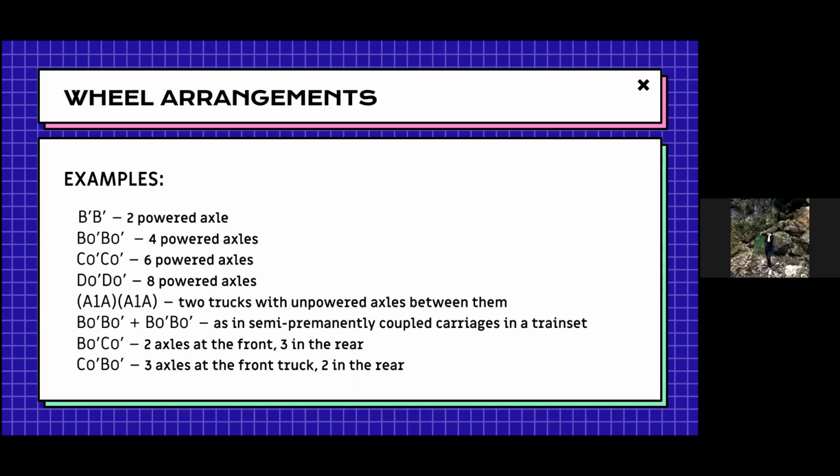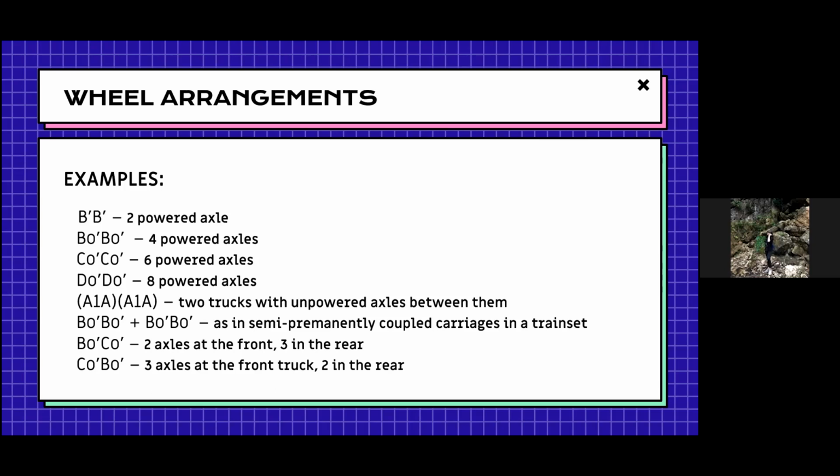So, for example, yung una yung Bo-Bo. Ibig sabihin, meron siyang 2 powered axle na mounted on an individual bogie. Tapos next is yung Bo-Bo, which is 4 powered axle na may dalawang designated driving wheels, while each 2 powered axle are mounted on a bogie. And most common wheel arrangement in modern locomotives tong Bo-Bo. Next is yung Co-Co, which is 6 powered axle siya na may dalawang designated driving wheels, while each 3 powered axle are mounted on a bogie.